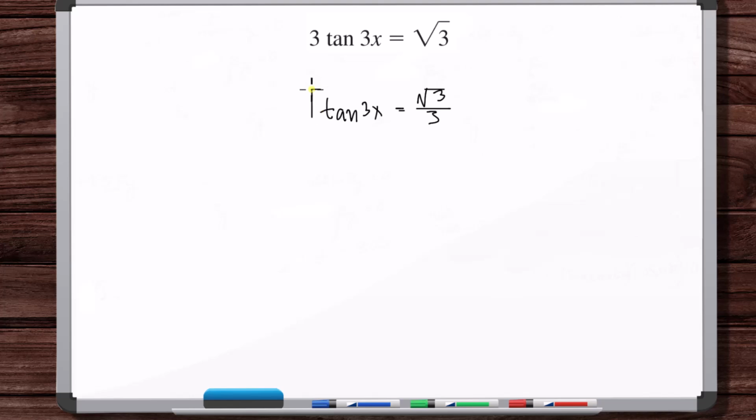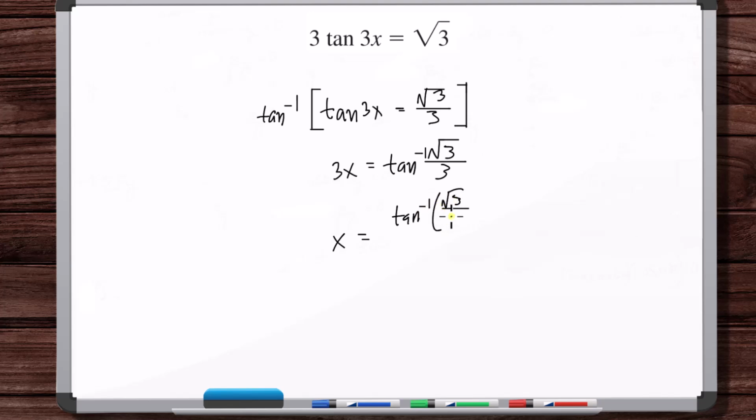Okay, and then you just take the inverse tangent, and you get 3x is equal to inverse tangent. Okay, now you're done. So we didn't need to convert this to single angle tangents.